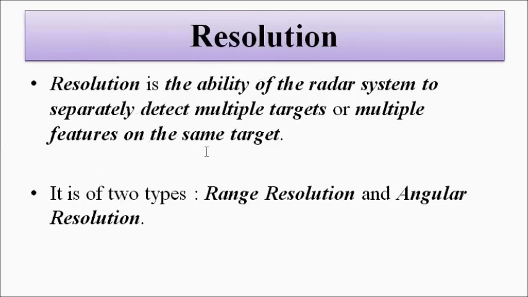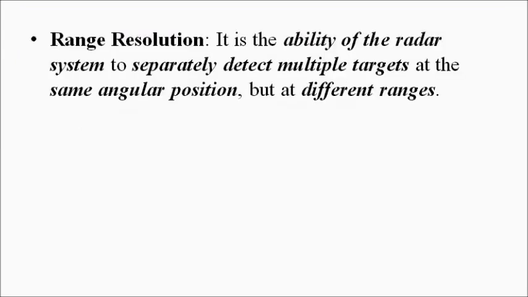Resolution is of two types: range resolution and angular resolution. Range resolution comes into play when there are multiple targets, more than one target, which are at the same angular position. It can be in terms of azimuthal angle or elevation angle. That is, they can be at the same azimuthal angle or same elevation angle, but at different ranges. Same angular position, different range. When this kind of situation happens, the resolution is defined as range resolution.